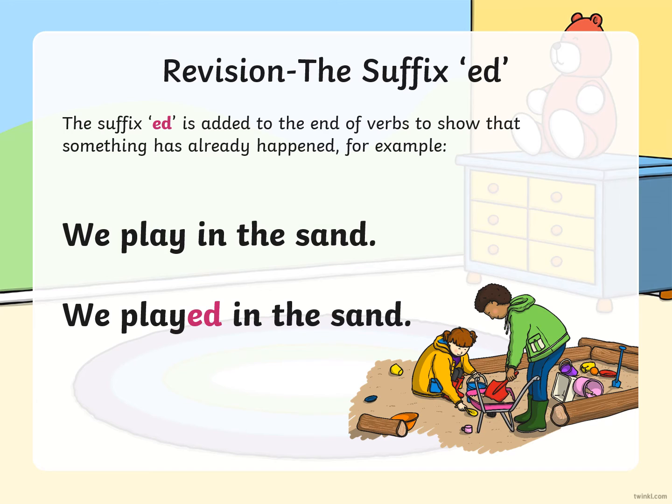So now we're going to revise the suffix ed. The suffix ed is added onto the end of verbs to show that something has already happened, something that's happened in the past. So here we have our verb, play. We play in the sand. This is currently in the present. Look, you can see the kids there, they're playing in the sand. Now we need to change it to past tense.